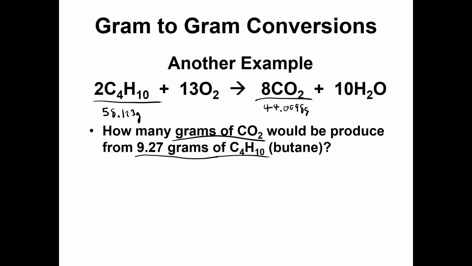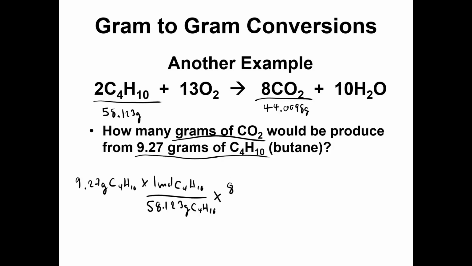We'll use that conversion factor to convert grams to moles. So that'll be step 1, 9.27 grams of C4H10 times 1 mole of C4H10 divided by that 58.123 grams of C4H10. And the next step is then, of course, the moles of carbon dioxide to the moles of butane.